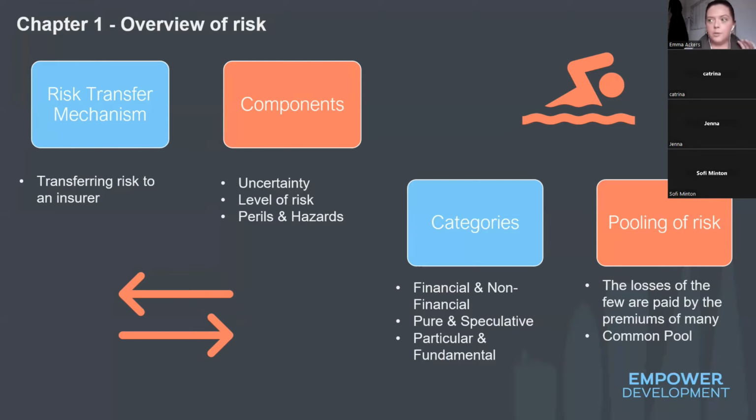And when we consider risk, an insurer is going to look at the components of the risk. So they're going to look at what it is that could occur. So is it theft? Is it fire? These are perils and hazards. What's the probability that these things can occur? What's the likelihood, and what's the impact if those things do happen? And what are the consequences going to be?